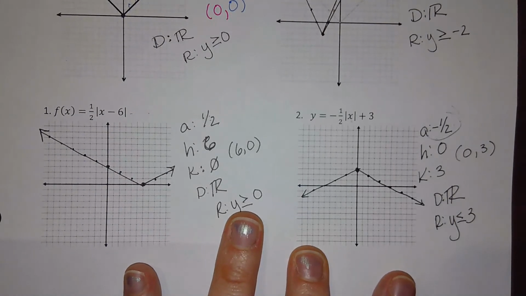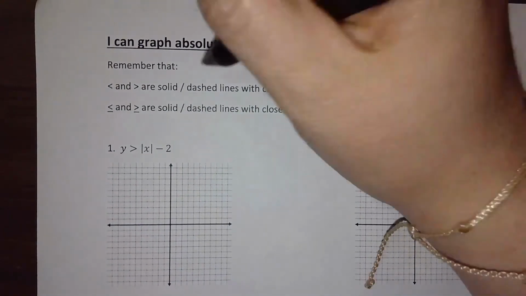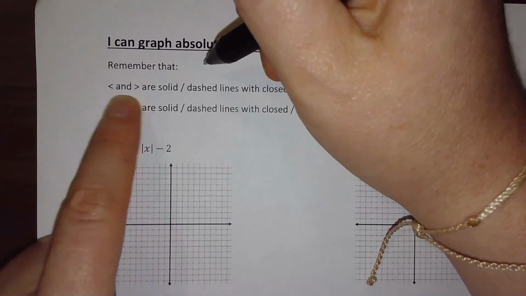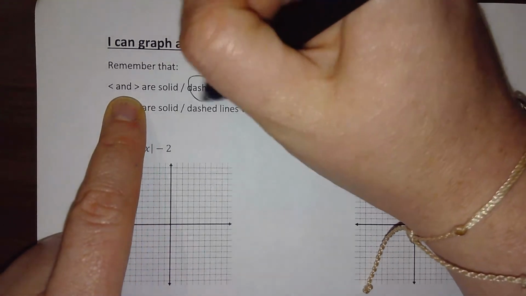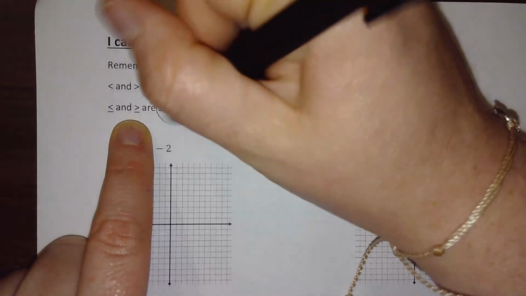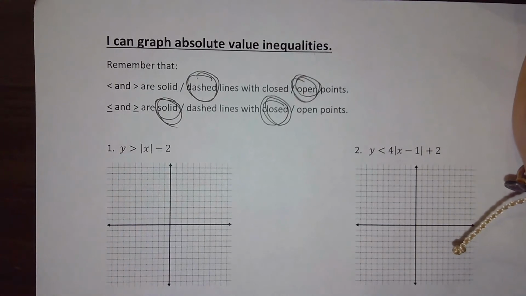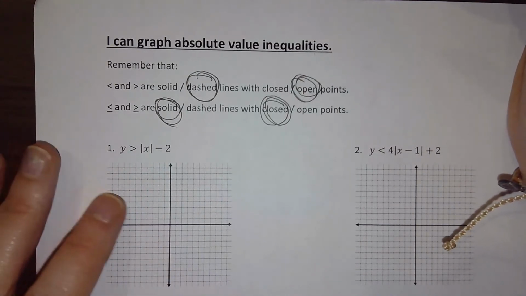So with that, we're going to jump over to inequalities, which is on the back side of the sheet. So we're going to graph absolute value inequalities. Remember that inequalities are not equal to, so if less than or greater than, it's dashed lines with open points. Equal to are solid with closed points. And we're just going to do the same thing, but then we got some shading.